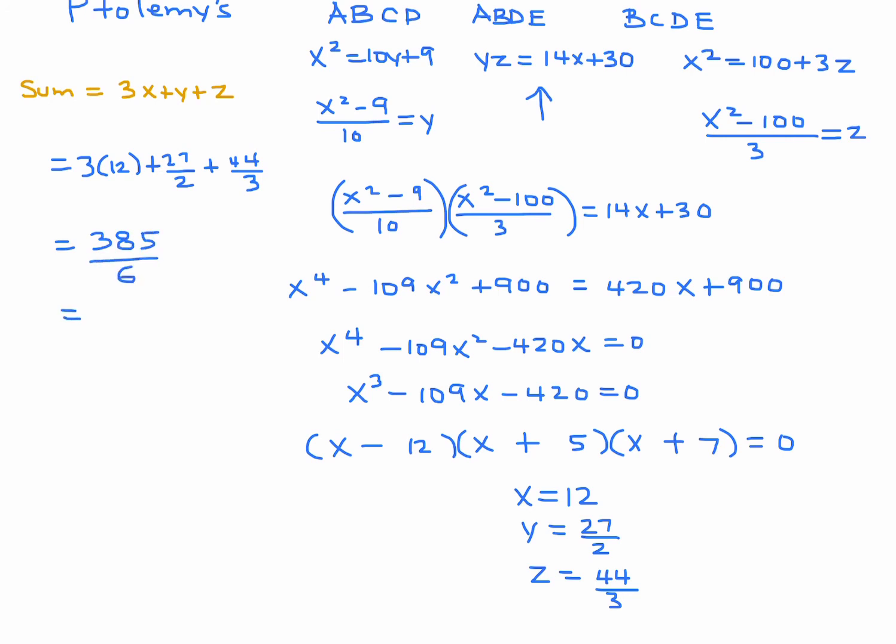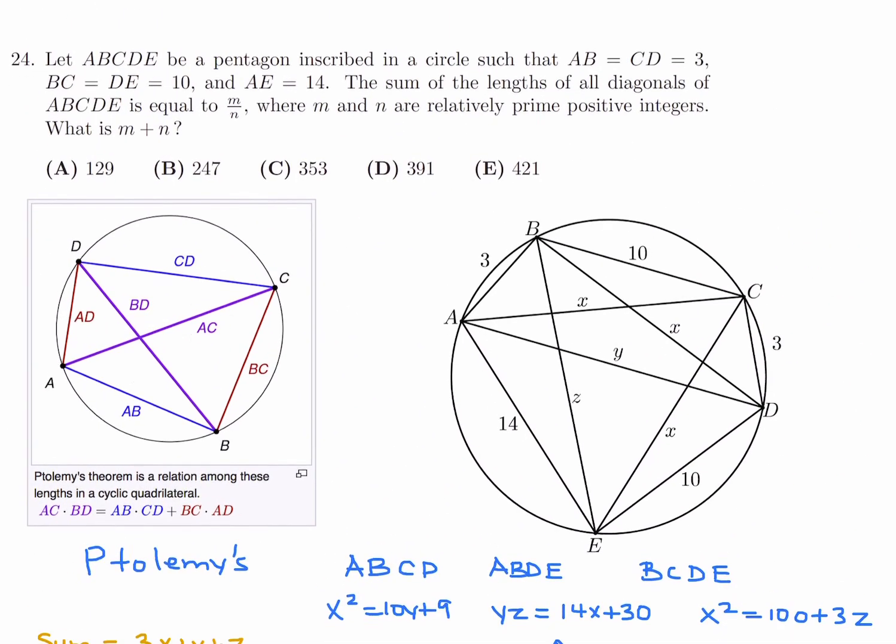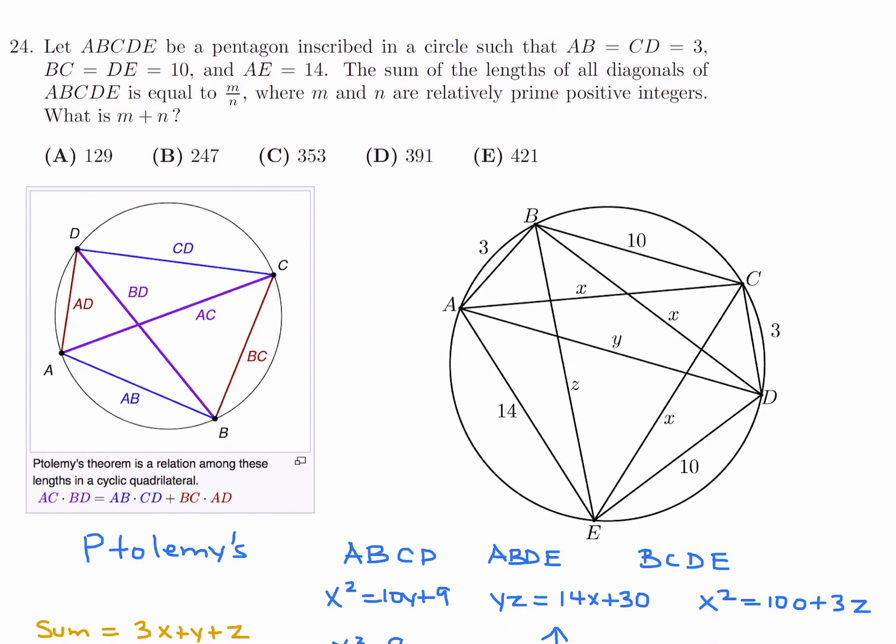And this is equivalent to our m over n. And they want you to find m plus n, which will be 391. So the answer to number 24 is D.